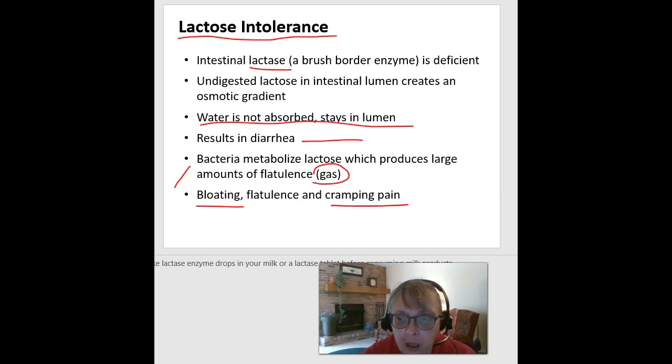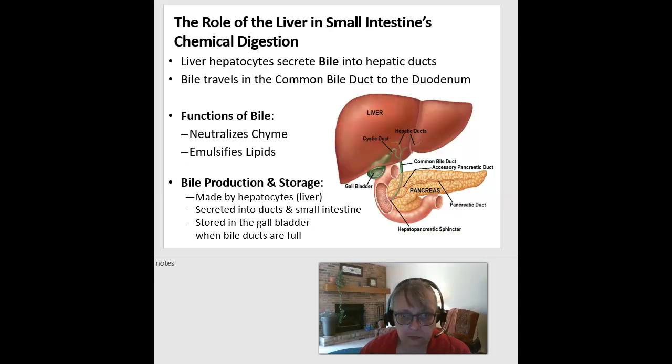Okay, before we look at specific mechanisms of digesting these carbs and proteins and lipids, we need to talk about the role of bile and pancreatic juice. So I'm going to start with bile, and bile is made by the liver. So cells in the liver are called hepatocytes, and they make this bile and release the bile into hepatic ducts, which you can see on this picture.